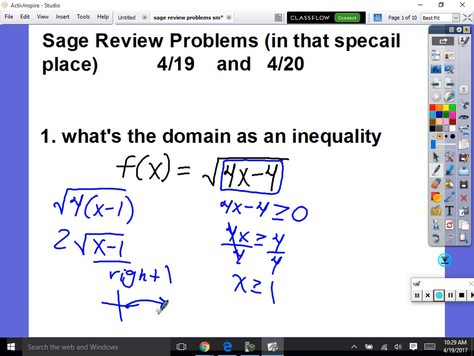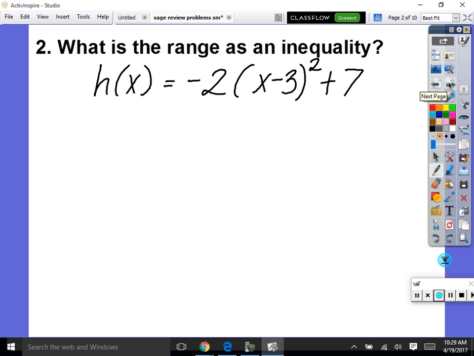Okay, let's do problem number 2. Given negative 2 times x minus 3 squared, a quadratic, plus 7. No, inequality is like what we just did. Because there's interval notation, which is like negative infinity up to whatever, or infinity, you know what I mean? 7 to infinity, or whatever it is. Inequality is writing. But isn't range y values? So you need to be saying y.